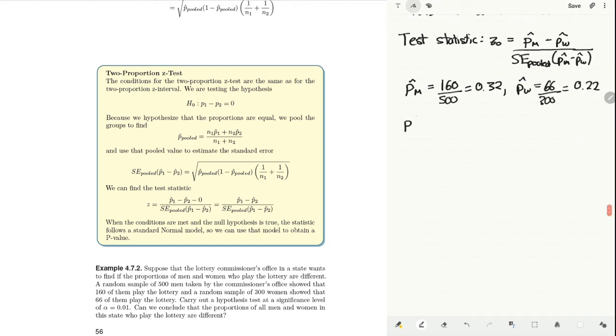Now, in order to find the standard error, we need to calculate a pooled proportion. So we take the number of successes from both groups, so that's 160 plus 66, and we divide by the combined total of our sample sizes, which is 500 plus 300. And this works out to be 0.2825.